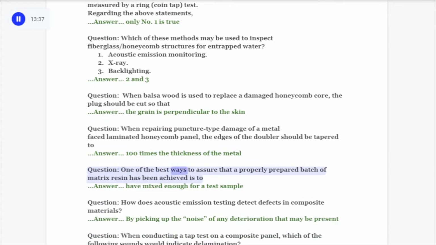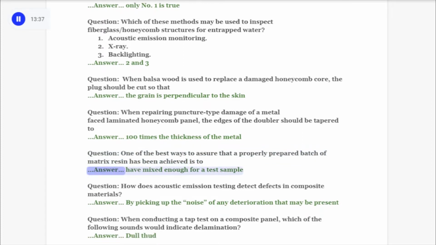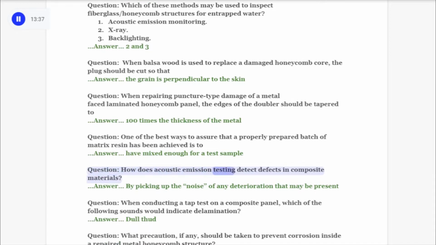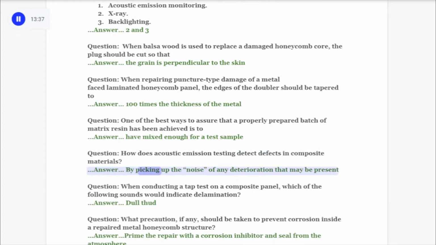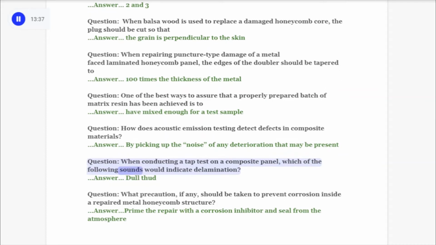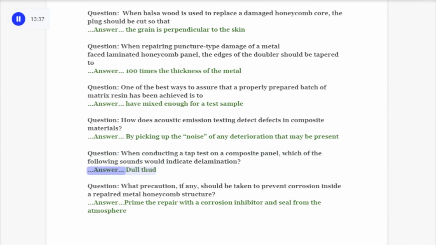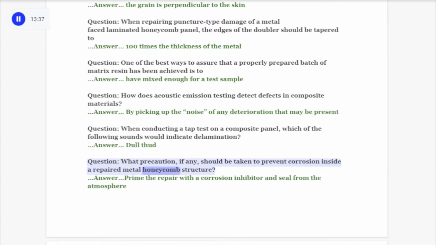Question: one of the best ways to assure that a properly prepared batch of matrix resin has been achieved is to. Answer: have mixed enough for a test sample. Question: how does acoustic emission testing detect defects in composite materials? Answer: by picking up the noise of any deterioration that may be present. Question: when conducting a tap test on a composite panel, which of the following sounds would indicate delamination? Answer: dull thud.